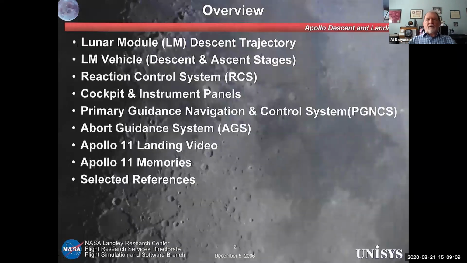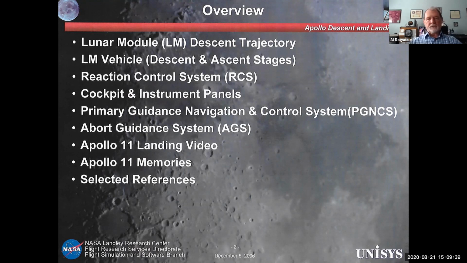An overview of what I'm going to talk about, not just GN&C, but all about the vehicle and how it worked. We'll talk first about the LEM descent trajectory, and then the LEM vehicle itself. It had 2 stages, a descent and ascent stage. The reaction control system was little jets around the corners of the vehicle that fired to rotate the vehicle, and also to make small, fine adjustments to translation.